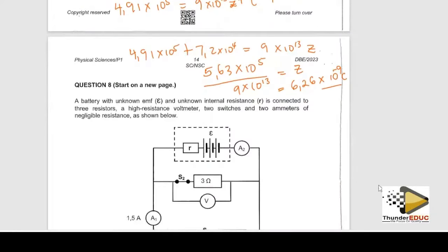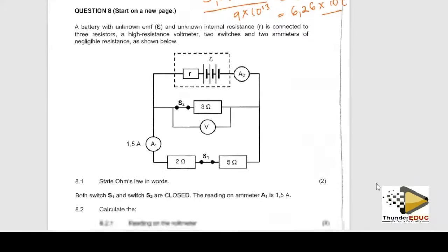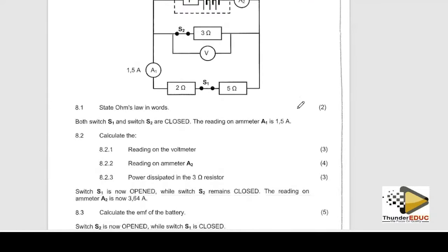Question 8. They're telling us that a battery of some unknown EMF and some unknown internal resistance, so we don't know this, and we don't know the internal resistance as well, is connected to 3 resistors and a high resistance voltmeter, 2 switches and 2 ammeters of negligible resistance. They want us to state Ohm's law in words.